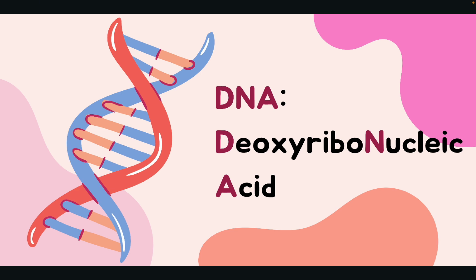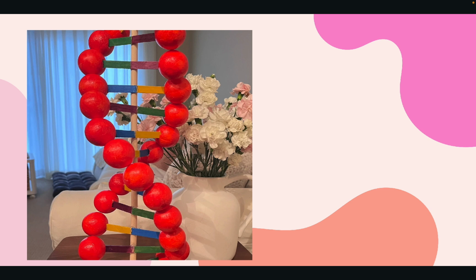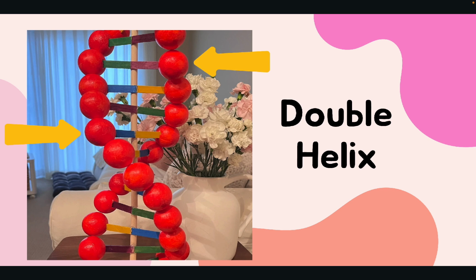But how on earth can such a small molecule build things as complex as a tree, a cat, or even a human being? To answer this question, we need to start with the structure of DNA. Here's a model of DNA, and as you can see, it's made up by two strands wrapping around each other, like a twisted ladder. We call this kind of structure a double helix.